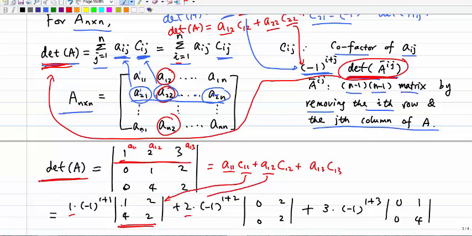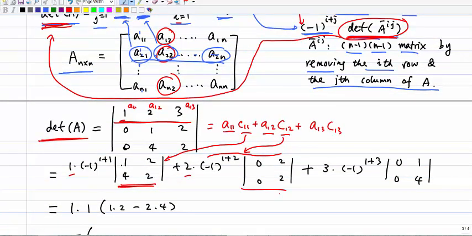A12 is 2, okay, and C12 is here. So (-1) to the 1 plus 2, and you remove the row and the column that this 2 is on. So this is the first one, remove this one, you have 0, 2, 0, 2, okay? So again, this is 2 by 2, I can compute it.